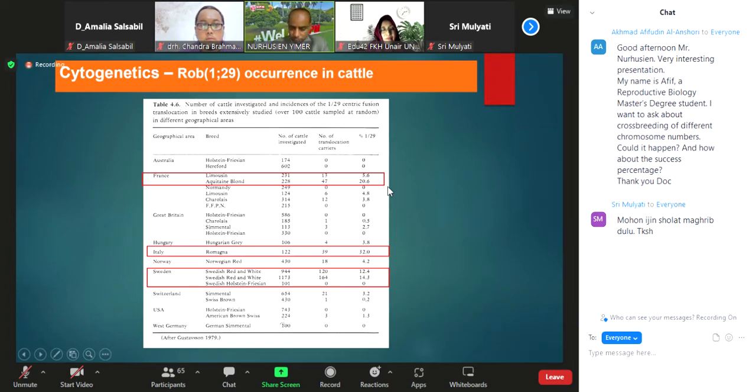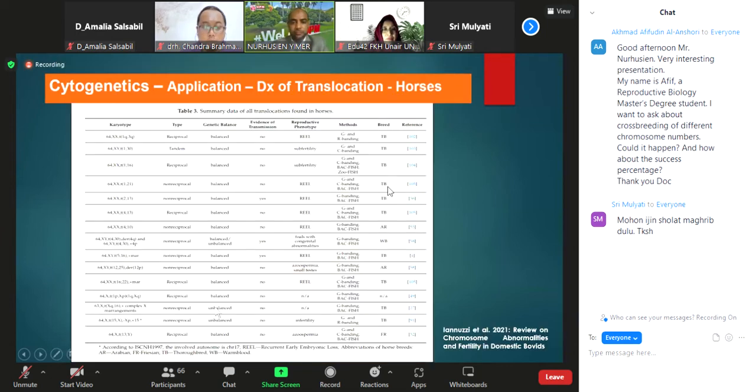And fortunately, the very famous dairy cattle breed, Holstein Friesian, has been reported to be free of it during that time. From Australia and Britain, they also reported 0. Also from Germany, and from the US, 0% incidence of this translocation was reported.